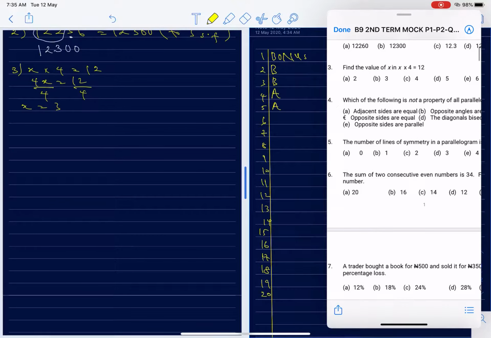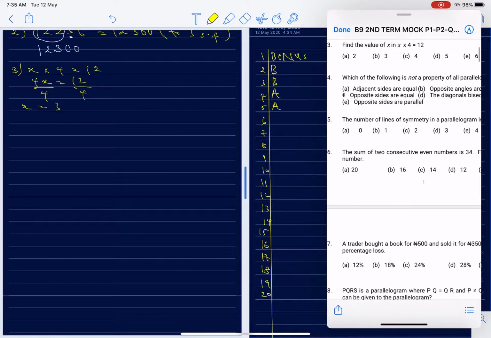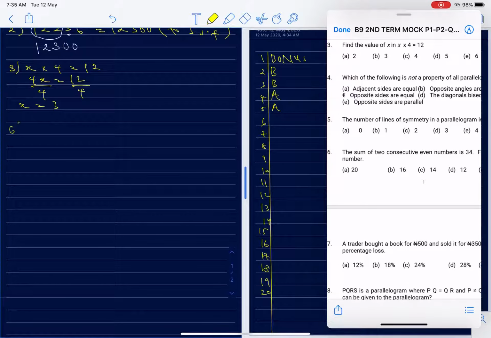So we move on. Number 6. The sum of two consecutive even numbers is 34. Find the smaller number. Every even number is less than the one after it by 2. Look at the even numbers, 2, 4, 6, 8, 10, and so on. You see that 2 is less than 4 by 2, 4 is less than 6 by 2, 6 is less than 8 by 2, 8 is less than 10 by 2. Or you say every even number is bigger than the one before it by 2.